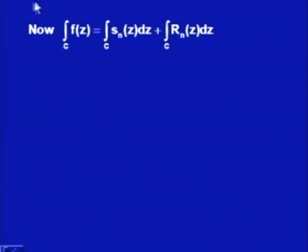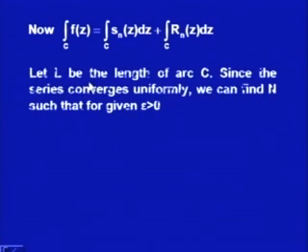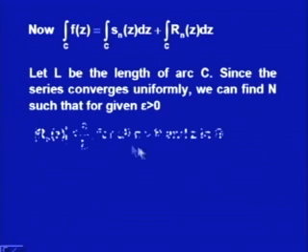Once this is done, we write down the integral of f(z) over the curve C is equal to the integral of Sn(z) dz over C plus the integral of Rn(z) dz over C. So, let L be the length of arc C. Since the series converges uniformly, we can find N such that for given epsilon greater than 0, the modulus of Rn(z) is less than epsilon by L for all n greater than N and z in G. This is due to uniform convergence, which is given to us.